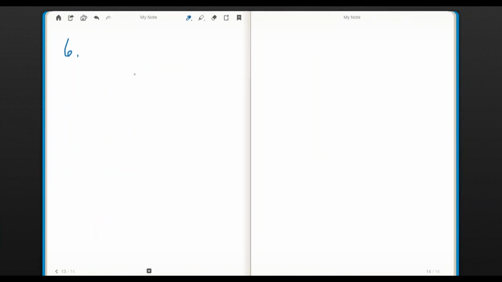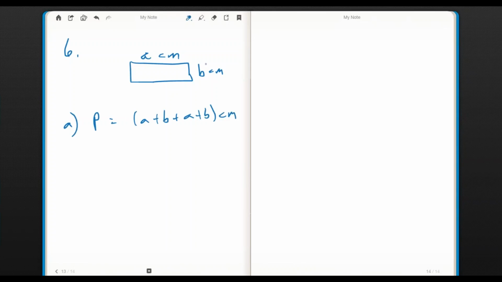Number 6, the length of a rectangle is A centimeters. And the width is B centimeters. Write down the expression for the perimeter. The perimeter is the length plus the width plus the length plus the width. And my units is centimeters. I only put in parentheses because all of this added together, that's how many centimeters it is. Remember the perimeter, if I start here, I go A and B and A and B. And so that's a fine way to write it.